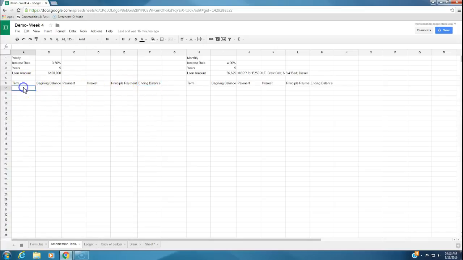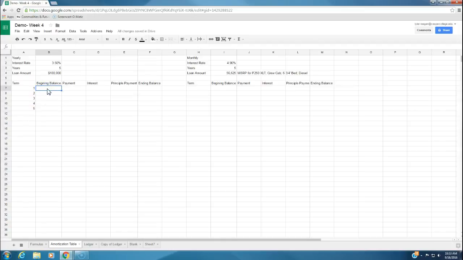So term is how many payments are you going to make? Well, this payment is on a yearly basis over 5 years. So you're going to make one payment per year for 5 years. So what you do is you come in here and you write out how many times you're going to make a payment. So we have 1, 2, and then you can highlight these and say 3, 4, 5. We're going to be making 5 payments on this loan.